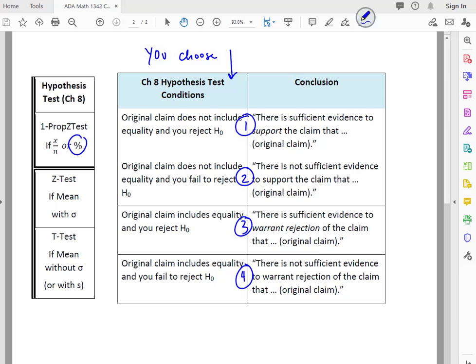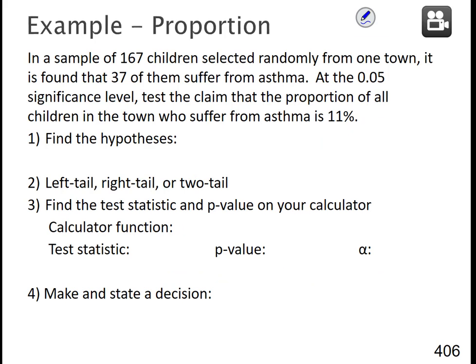If you are given a percent or a part out of the whole, then we know we're using the 1 prop Z test. If you are given a mu with a sigma, we know we're using the Z test. And if you are given the mu without a sigma, or possibly with an S, then we're using the T test. So let's look at our first example and work through the process.